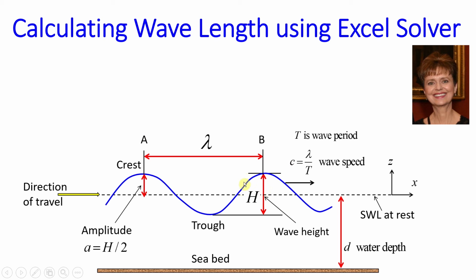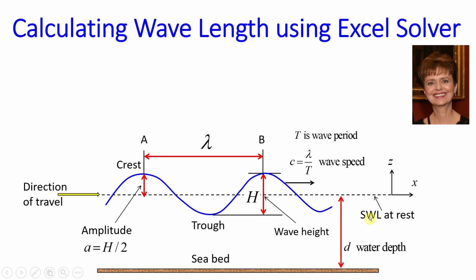Also, wave height, which is the distance between wave crest and wave trough. Trough is the minimum point and crest is the maximum point. Half of the wave height is amplitude, A, h divided by 2. We also define wave speed as the wavelength divided by wave period, T is the wave period. And we define water depth as small letter d.